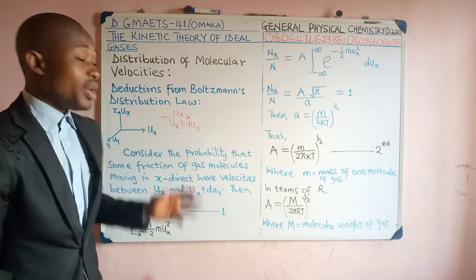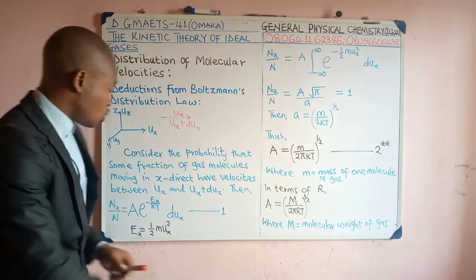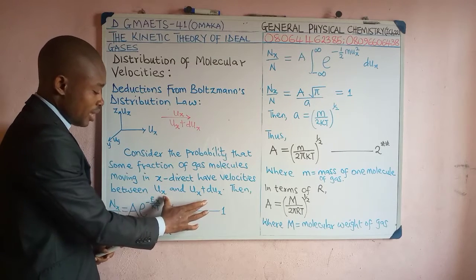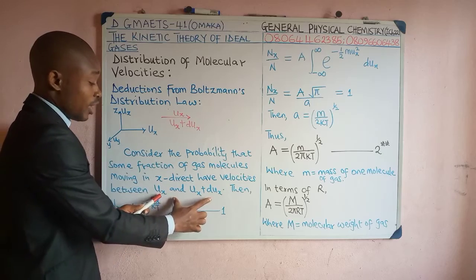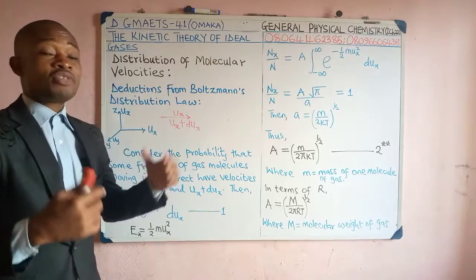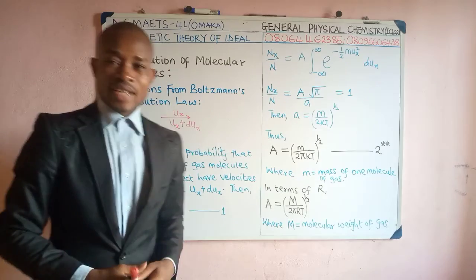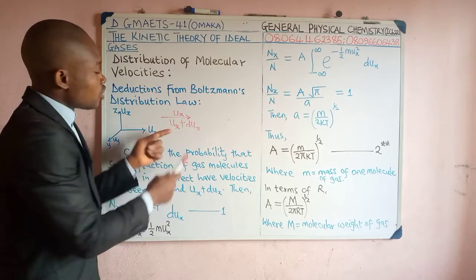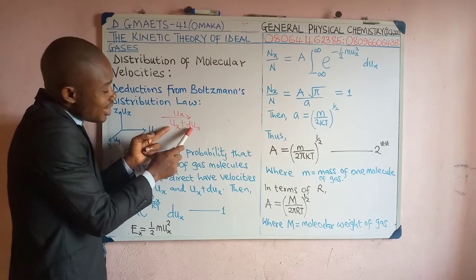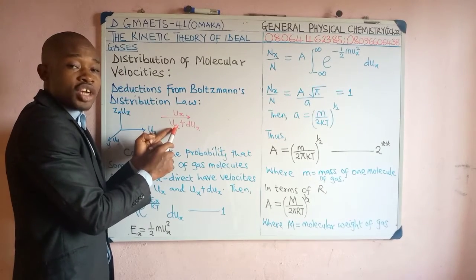So we're going to consider the probability that this fraction of gas molecules moving in the x direction have their velocity value between ux and ux plus dux. What's the meaning or implication of these two velocities here? When the gases start moving, they move with a certain velocity, let's say the initial velocity. Then after collision, it's possible that their velocities will increase, leading to an increase in kinetic energy as they move. So considering that their final velocity after collision is ux plus dux, that is to say, an increment dux, an increment in the value of the original, or the initial velocity.